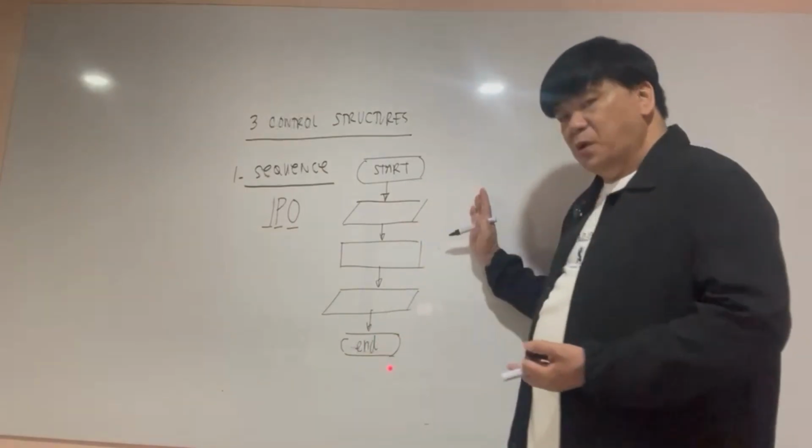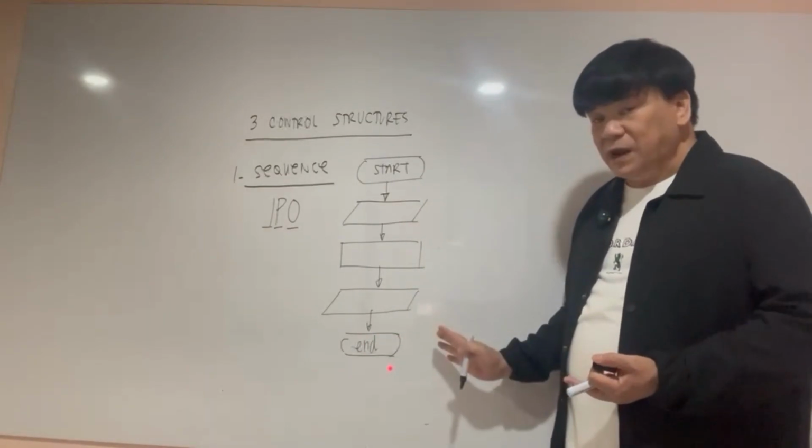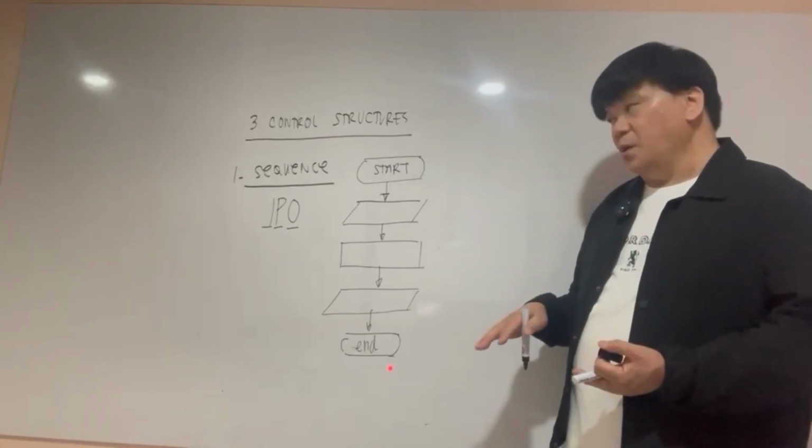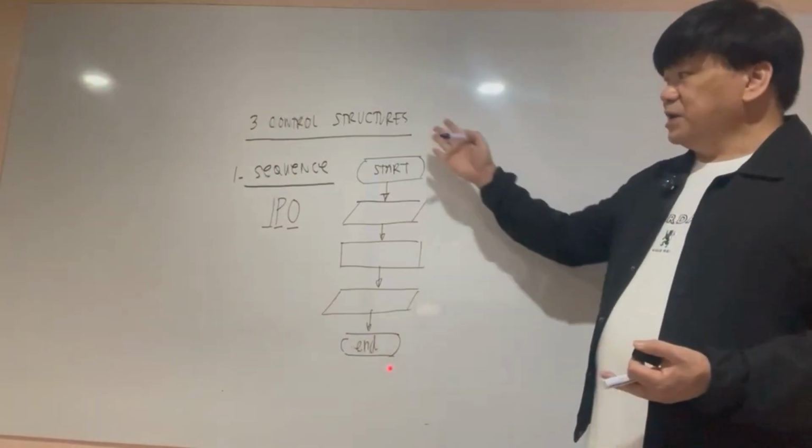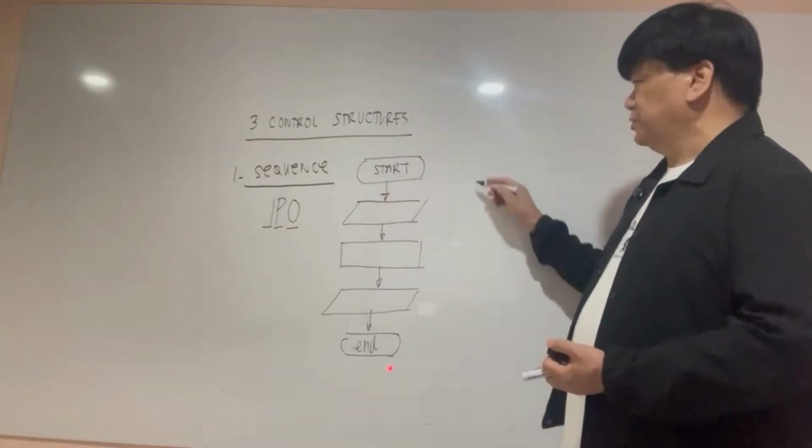And then that will be the end of your flow chart. If you are programming, that's the end of your program. So let us make an example with this sequence control structure.